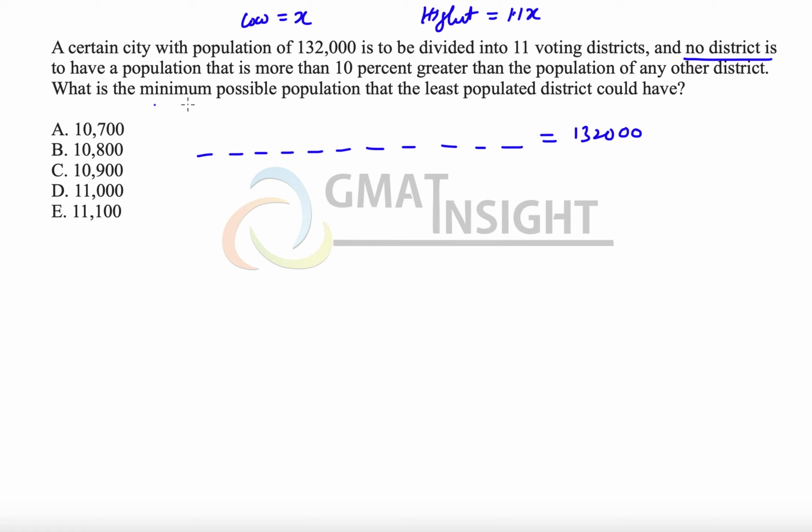Now the question is, what is the minimum possible population that the least populated district could have? Now it's a very beautiful question. It's an official GMAT prep question, and it requires us to calculate the minimum possible population of the least populated district. That means we have to find out the minimum possible value of x. That's the question. Now, in the questions of maximization and minimization, there is one thing that's always constant, and that's what I want to discuss with this particular question.